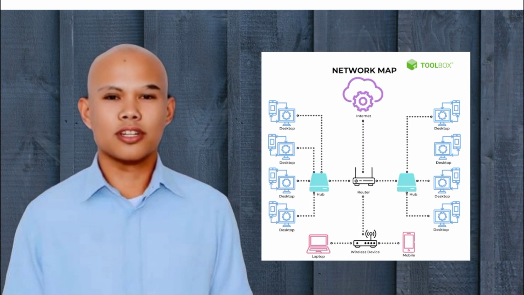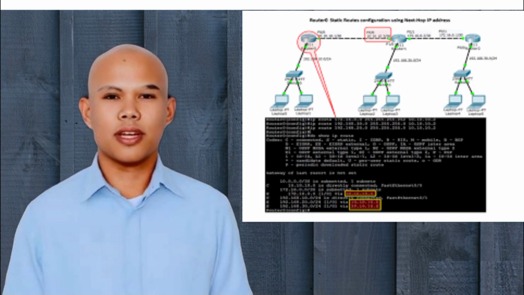This routing table works like a map. It tells the router the best possible path toward the destination. Based on this information, the router decides the next hop, which means where the packet should be forwarded next.